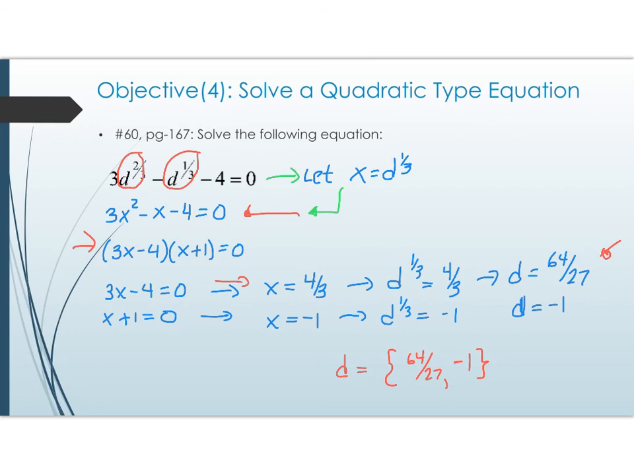We do the same thing with x plus 1 is equal to 0. x equals negative 1. Now we cube both sides of the equation because we set d to the 1/3 power equal to negative 1, and we get d is equal to negative 1. So our solution set is d is equal to 64/27, and d is equal to negative 1. Both of them seem to work.